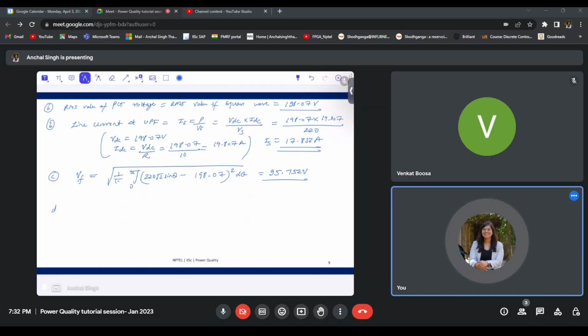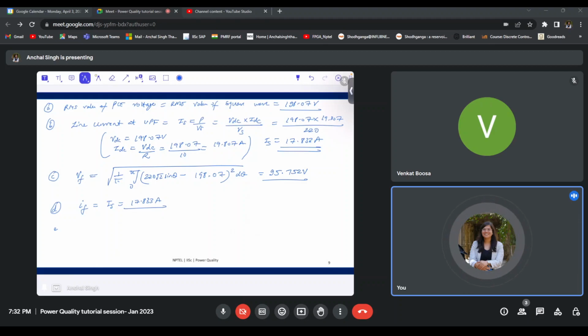The next part is the current rating of the active power filter, that is IF, which is equal to IS, which is equal to the line current, 17.833 amperes.